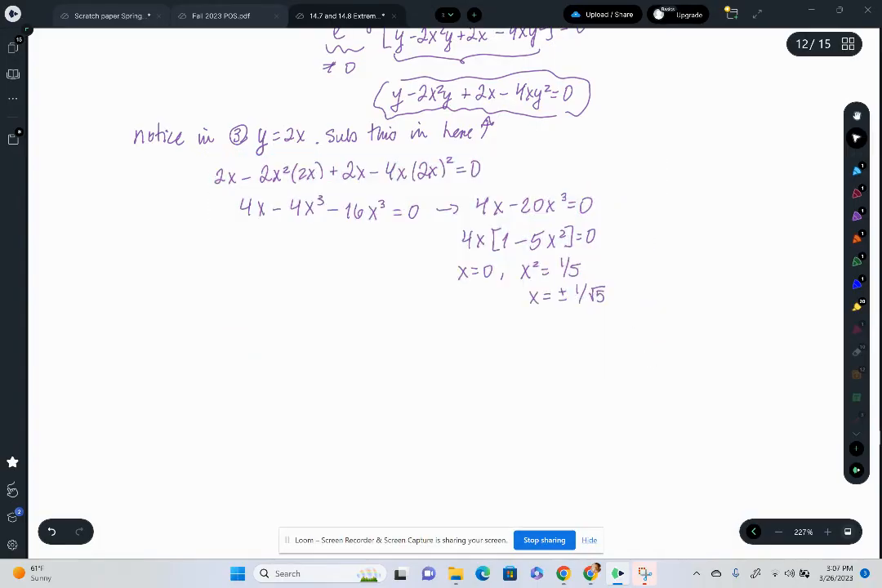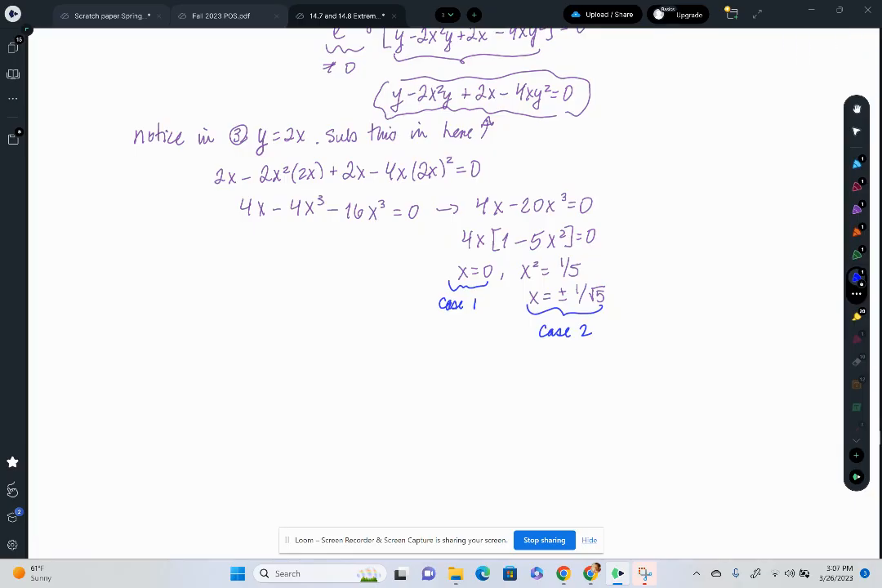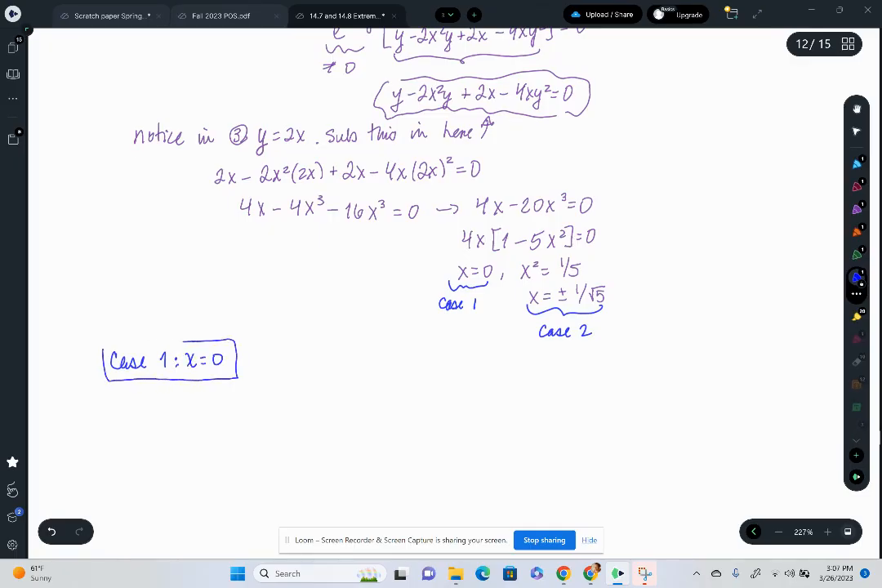Okay, so what we have here are two cases. x equals 0 is case 1, and x is equal to plus or minus 1 over root 5, that'll be case 2. It was a lot of work just to get to our cases, but we had to do it. So let's look at case 1 first, and that is with x equal to 0.